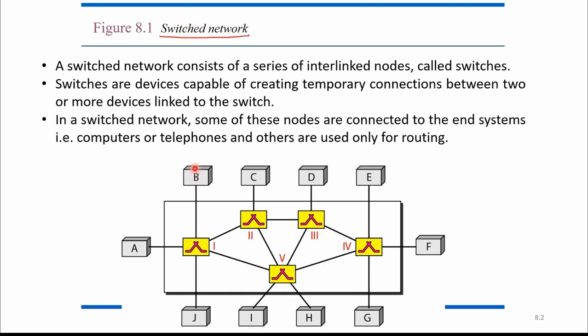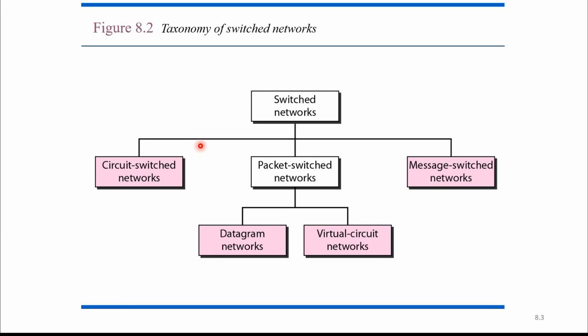So there will be switches, and these switches will be providing a temporary connection between source and destination. Next, we will see what different types of switched networks there are. There are basically 3 types of switched networks: one is the circuit switched network, another is the packet switched network, and then the message switched network.